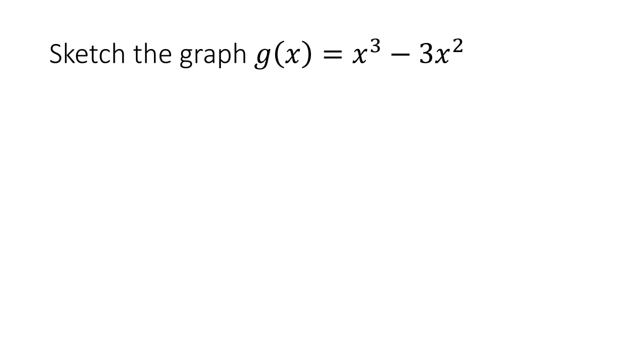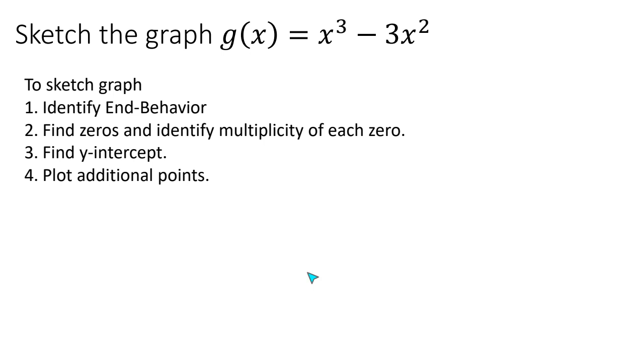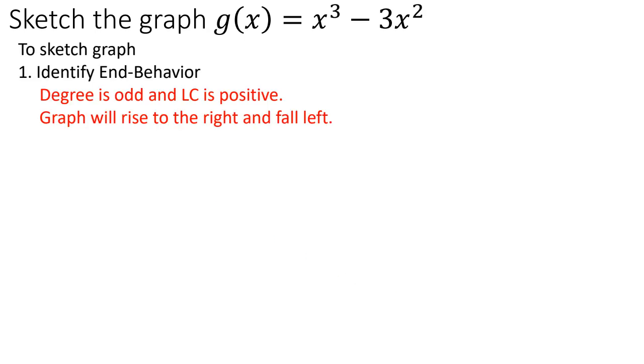So it says sketch the graph of g of x equals x cubed minus 3x squared. First thing you want to do is identify the end behavior. Second thing is find the zeros. Third thing, find the y-intercept and then plot additional points. So let's look at the end behavior first. The degree is 3. The leading coefficient is positive. So the graph is going to rise to the right and fall to the left.